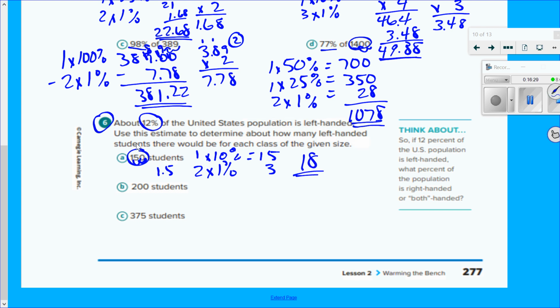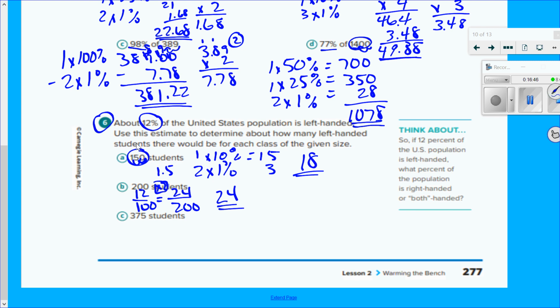Now, part 2 should have been the easiest in the world. I'm going 12 over 100 to over 200. How do I go 100 to 200? Times 2. It's just 24. So that's 24 students. The 375 gets a little more complex.